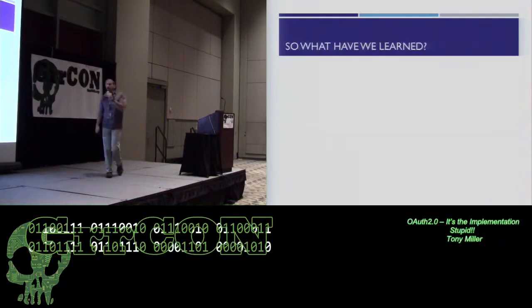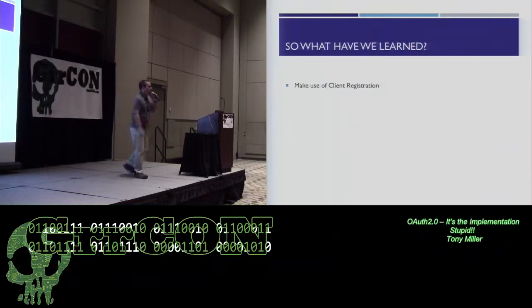So what have we really learned here? First of all, it is incredibly important to make use of client registration. Why, oh why, the authors of this RFC decided that client registration should be optional, and that we can totally authorize clients that are completely anonymous to us, I will never know. Yes, the user authorizes them. Yeah, because users are so freaking reliable.